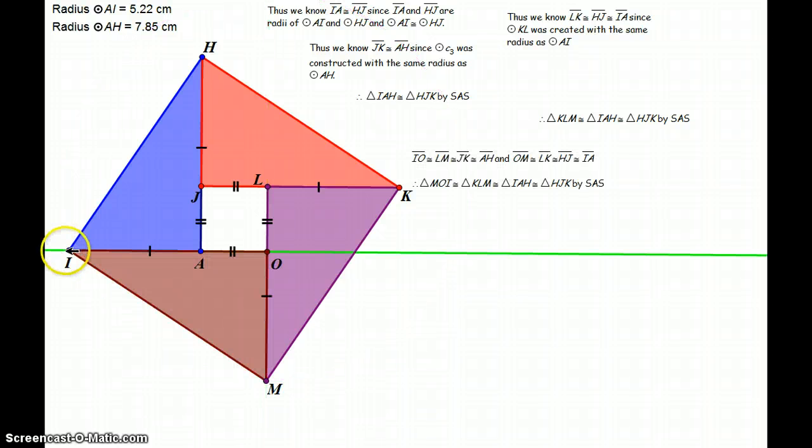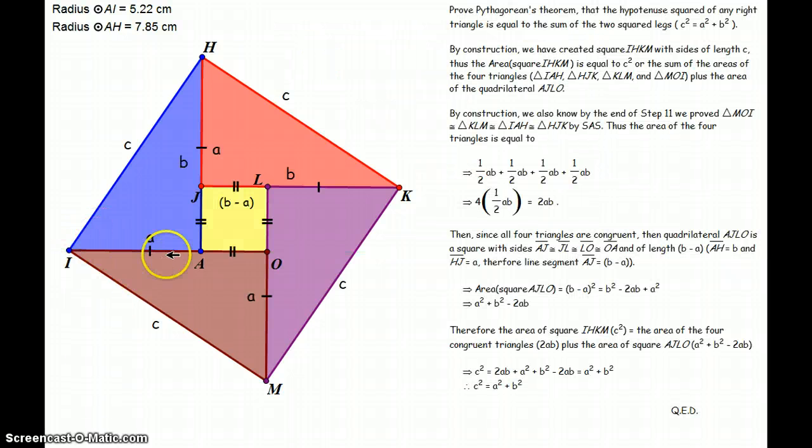Then at step 11, I continued line segment AI through line segment LM, thus intersecting at point O. And then we know line segment OM has the same radius as circle AI, and that line segment OI has the same radius as AH, and that at point L this forms a right angle. Therefore triangle MOI and triangle IAH are congruent. Therefore these four triangles are congruent to each other.